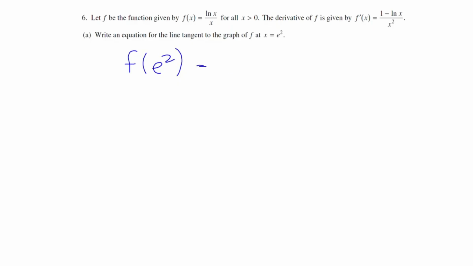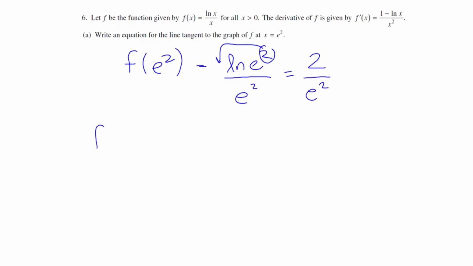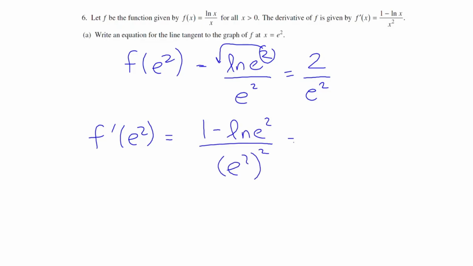So f of e squared is just the natural log of e squared over e squared. Right? And of course, the natural log of e squared, that 2 can come out in front. So 2 ln e is just 2 times 1 over e squared. And then to find f prime of e squared, we'll just do 1 minus the natural log of e squared over e squared squared. And again, we just said the natural log of e squared is 2, so this is 1 minus 2 over e to the 4th, or negative 1 over e to the 4th.